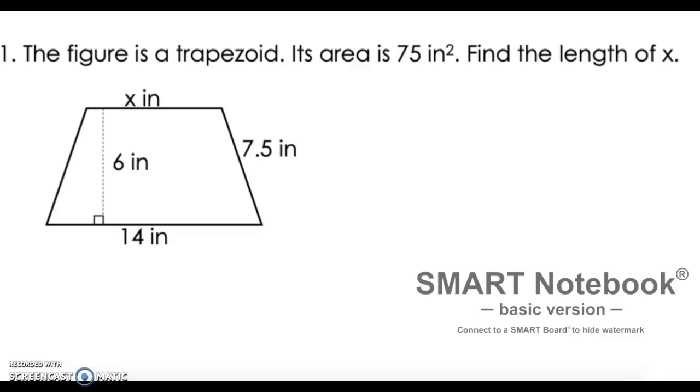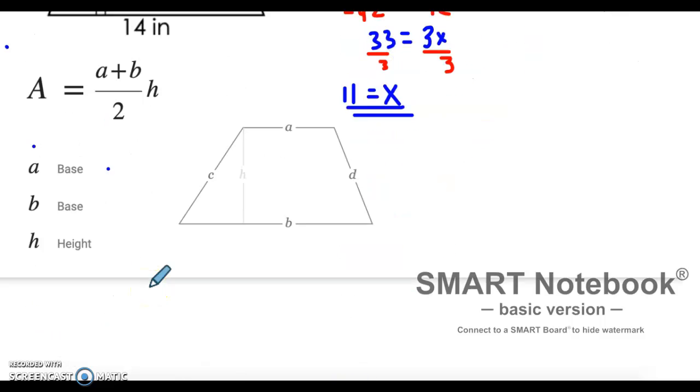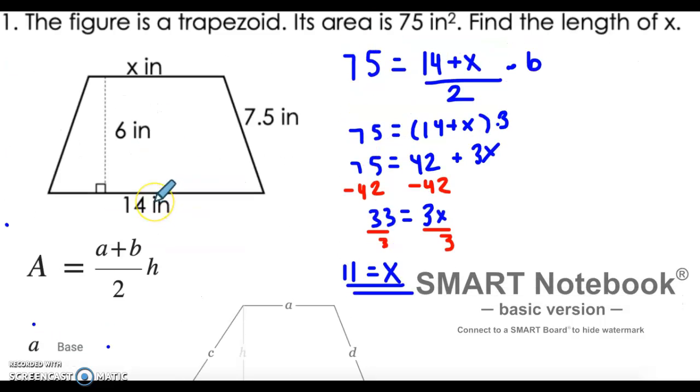Alright, the directions for this problem say the figure is a trapezoid. Its area is 75 inches squared. Find the length of x. So if we look here, we need to look at the formula for the area of a trapezoid.